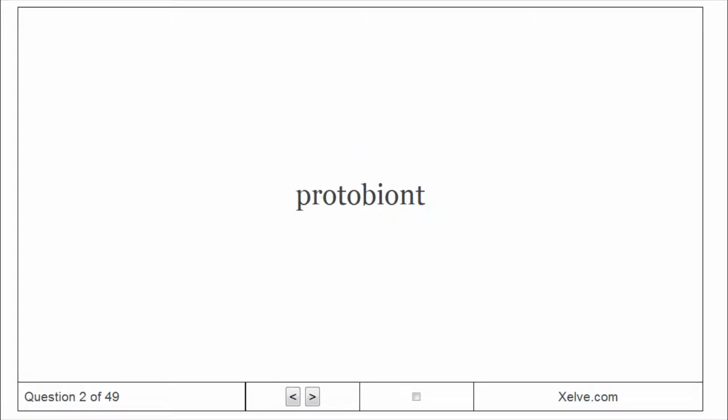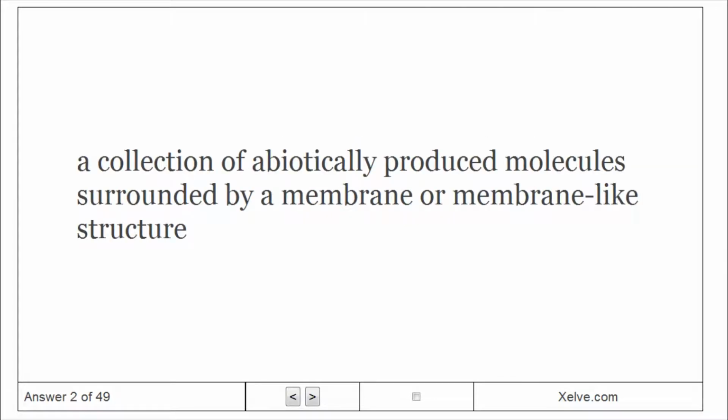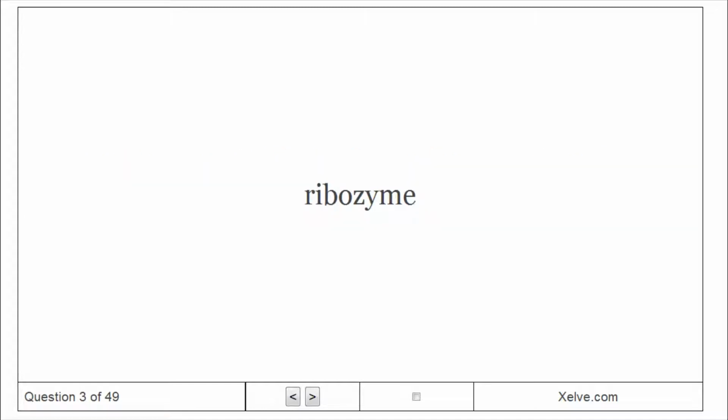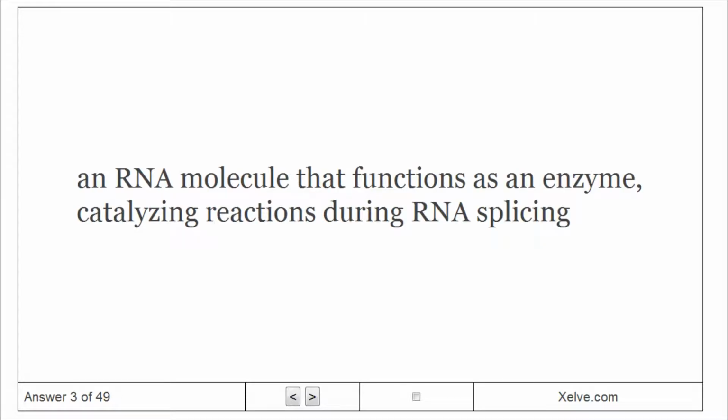Protobiont. A collection of abiotically produced molecules surrounded by a membrane or membrane-like structure. Ribozyme. An RNA molecule that functions as an enzyme, catalyzing reactions during RNA splicing.